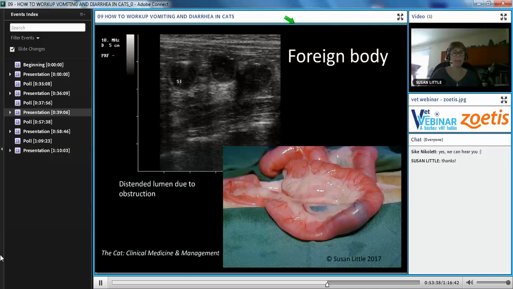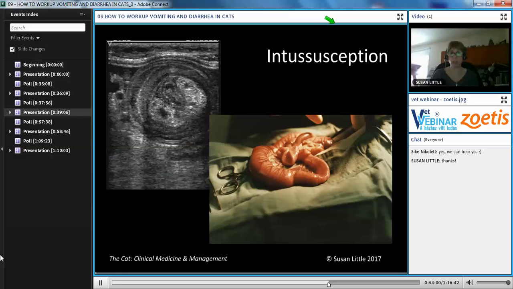Sometimes foreign bodies, so with foreign bodies often what you'll see is these areas of distension in the lumen of the bowel. So these distended areas tell us that there's an obstruction, and when this cat went to surgery, you can see the obstruction, and then proximal to the obstruction are these distended areas of the bowel. So we know that now that cat needs to go to surgery.